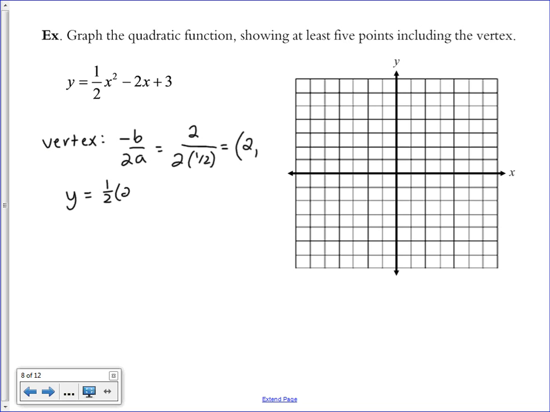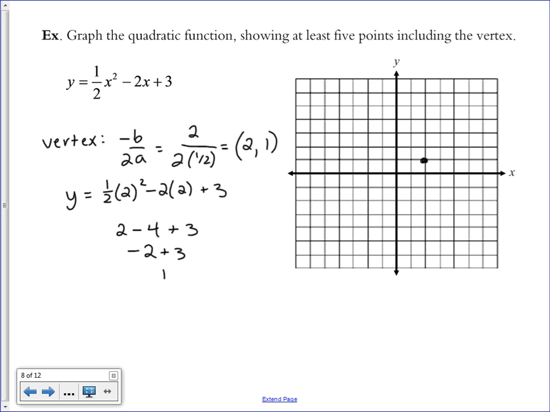So I'll plug in 2 for everywhere I see x. This will be half of 4 minus 4 plus 3, so negative 2 plus 3, which is 1. So the vertex here is located at 2, 1. And the steps for graphing said to plot that point first. So I'm going to plot 2, 1. And that's going to be the center of the parabola.